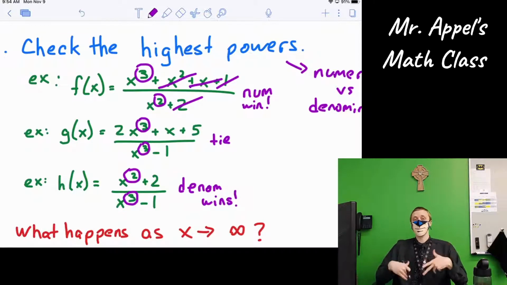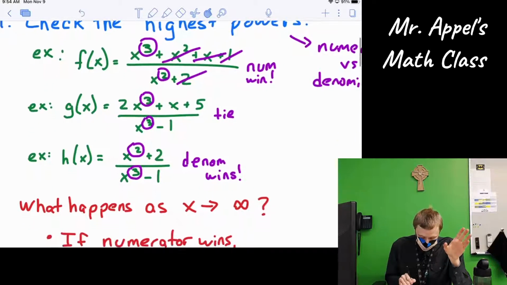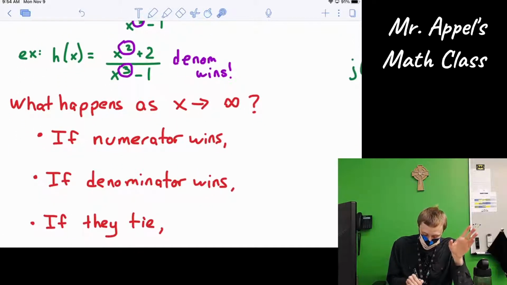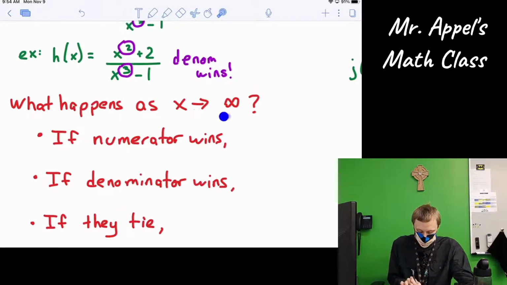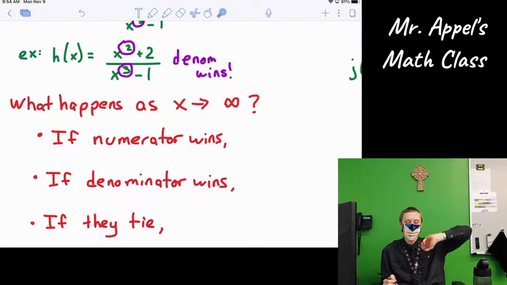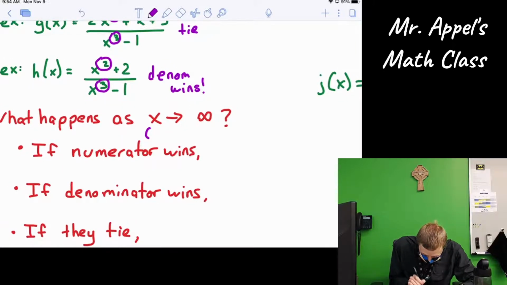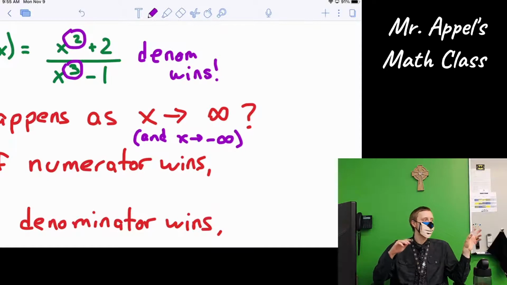And what does this actually tell you about the graph? Well, it indicates what's going to happen as x approaches infinity. Remember our terms here, right? As x approaches infinity, when x gets really large, and now technically, yes, this also includes negative infinity. That is included there as well.